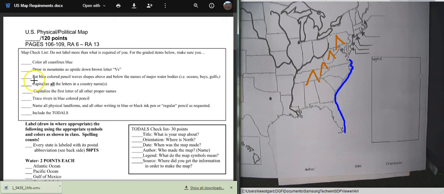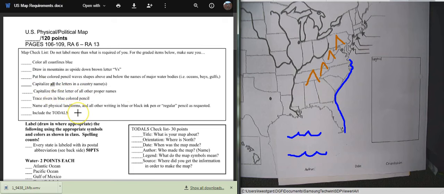The next item over here says put blue colored pencil wave shapes above and below the names of major water bodies. So what you're going to do is, one of our bodies of water is the Gulf of Mexico. Just take your blue colored pencil and make something that looks like a wave here. Make something that looks like a wave there. And then inside here you would write the words Gulf of Mexico, or over here it would be Atlantic Ocean. When you do the smaller bodies of water, such as the Great Lakes, you don't need to do the waves. It's just when we get our larger oceans and the seas, that's what you would do.